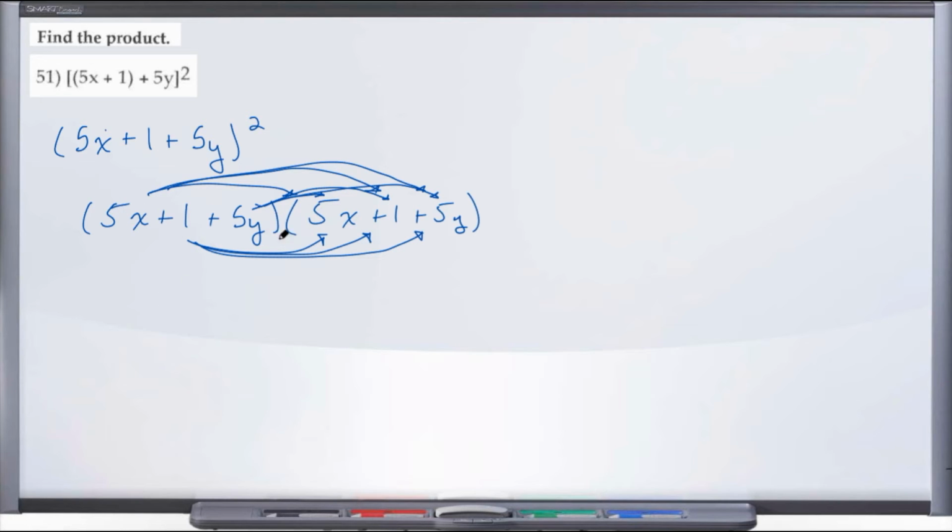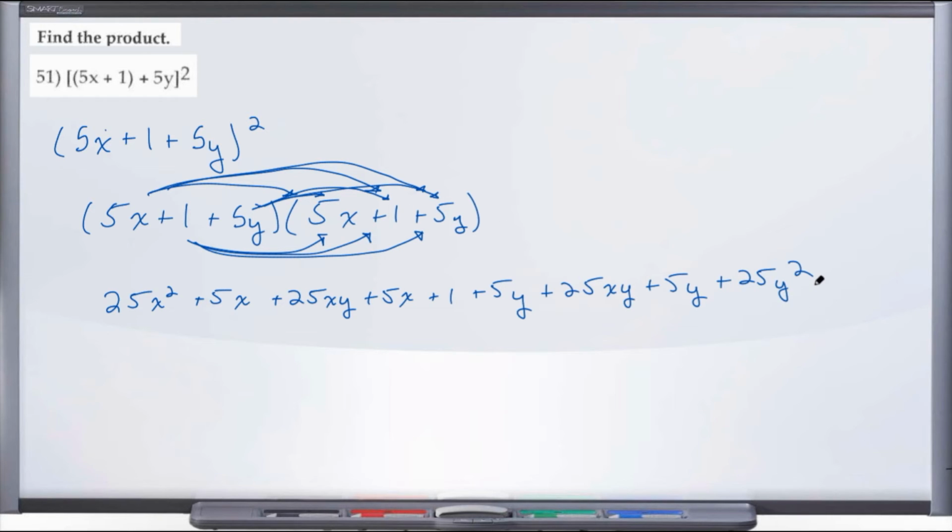But we have 5x times 5x, so that gives us 25x squared. 5x times 1 will be plus 5x. 5x times 5y will be plus 25xy. And then 1 times 5x will be plus 5x. 1 times 1 is 1. 1 times 5y will be plus 5y. And 5y times 5x will be plus 25xy. 5y times 1 will be plus 5y. And 5y times 5y will be plus 25y squared.